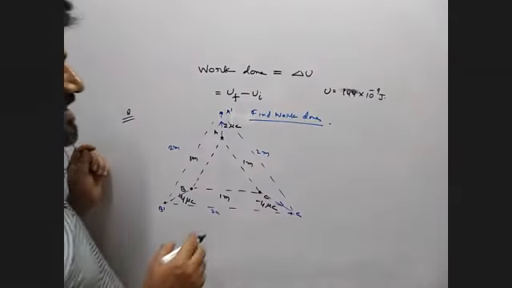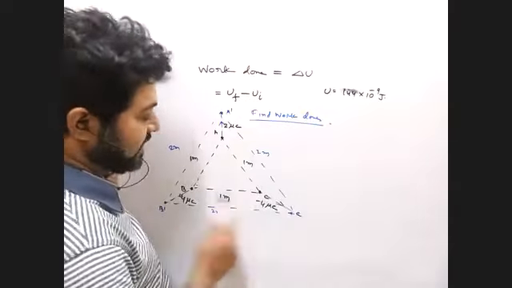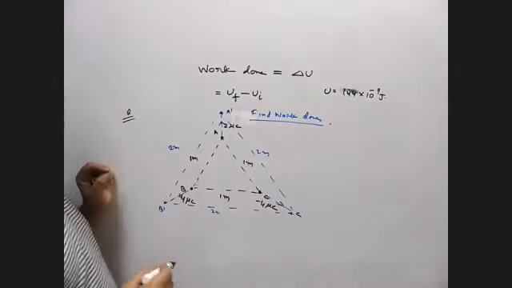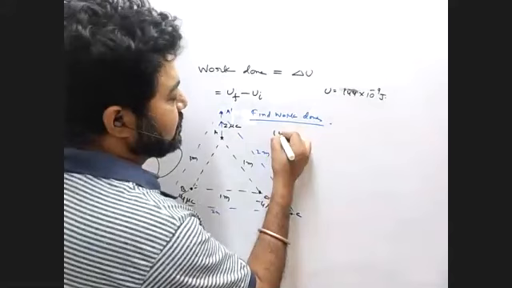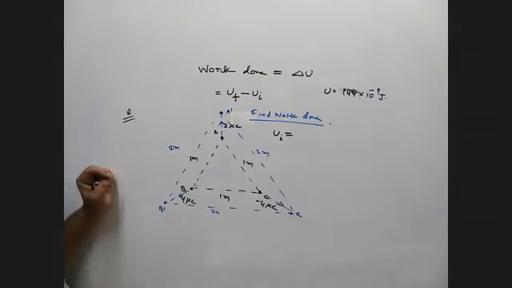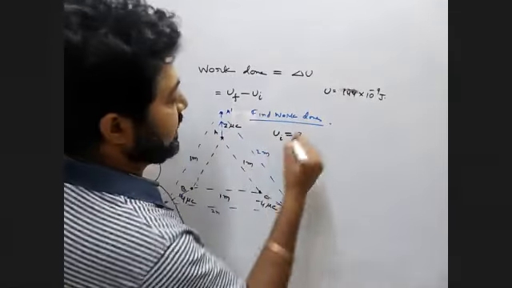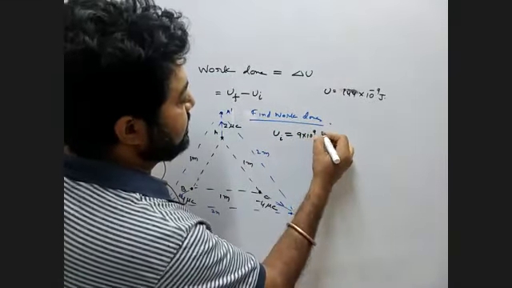Okay, see, A, B, C are the initial positions. A dash, B dash, C dash are the final positions. So we can suppose it that way, initial potential energy. So 1 by 4 pi epsilon naught, which is 9 into 10 to the power 9.